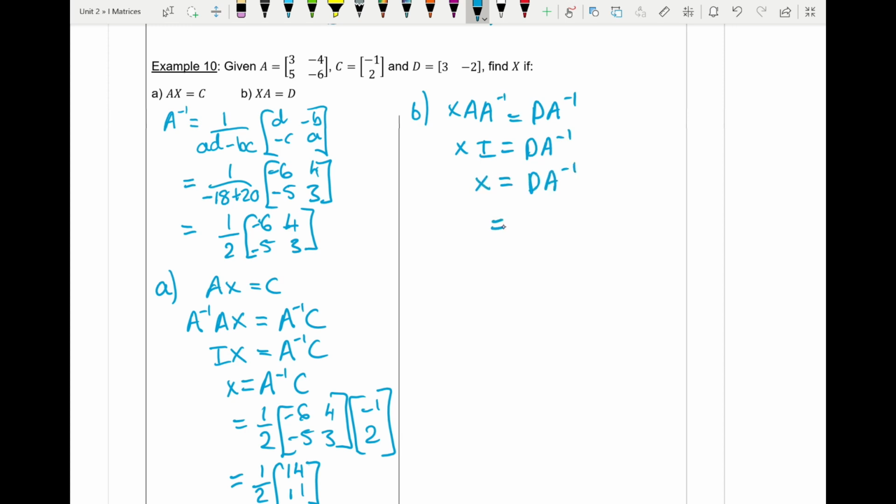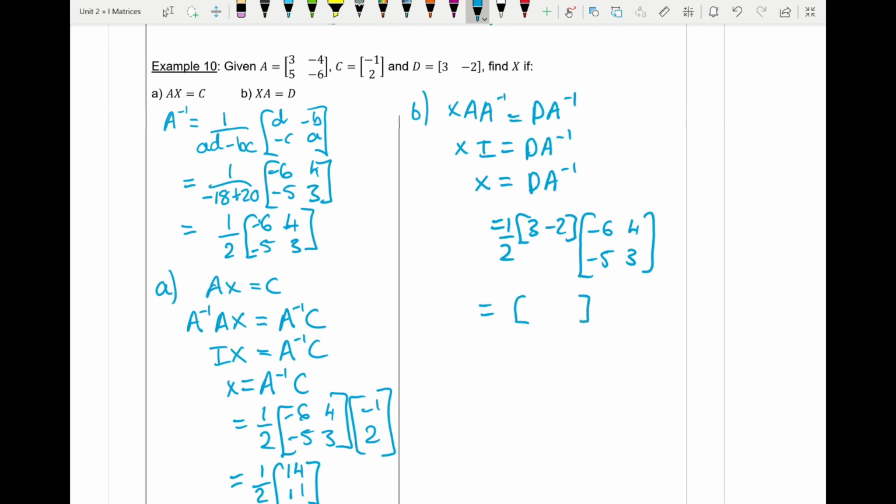So that will give us 3 and negative 2 multiplied by negative 6, 4, negative 5, 3. And then, of course, I'm going to take that half out the front. So whatever the product of these two matrices is, I'm going to halve each component of it. So I've got a 1 by 2 multiplied by a 2 by 2. So I'm going to end up with a 1 by 2.